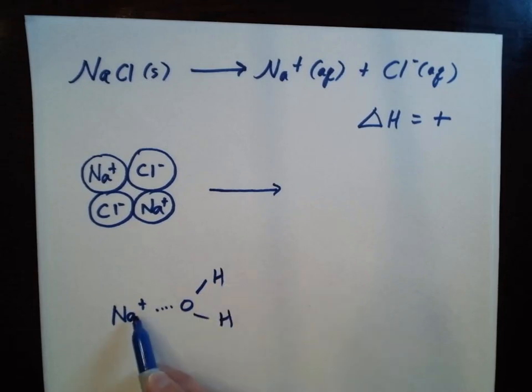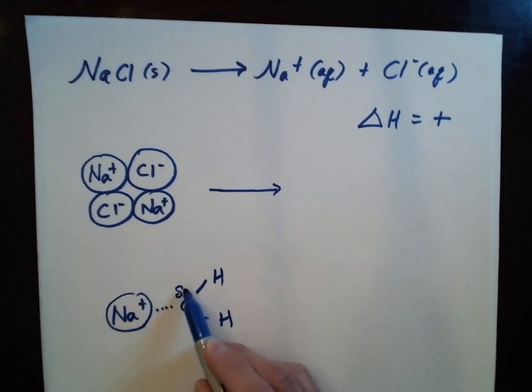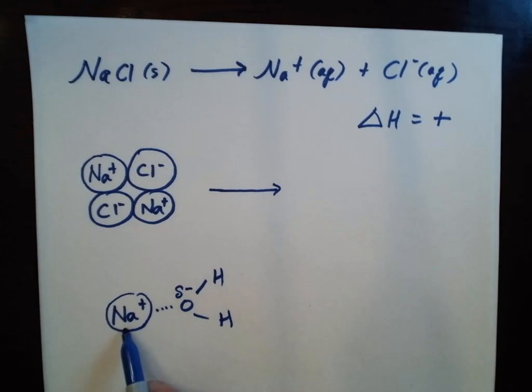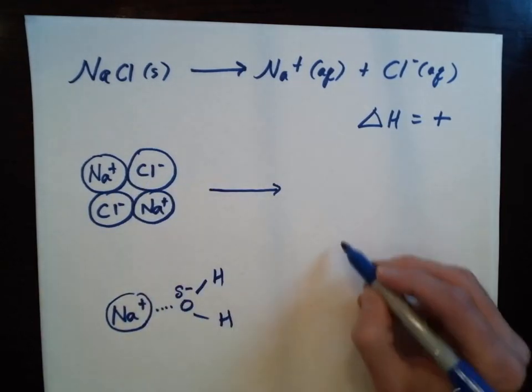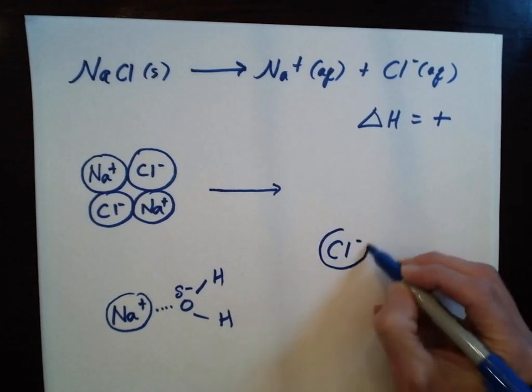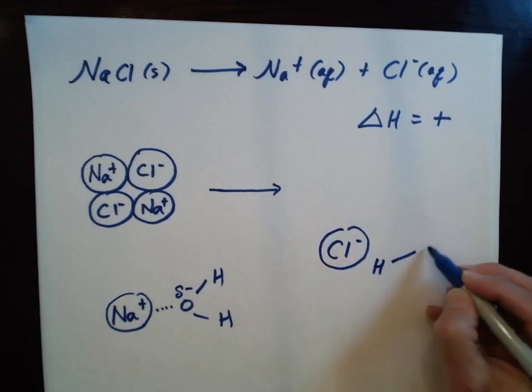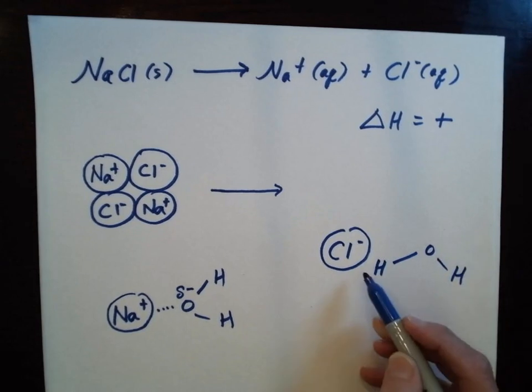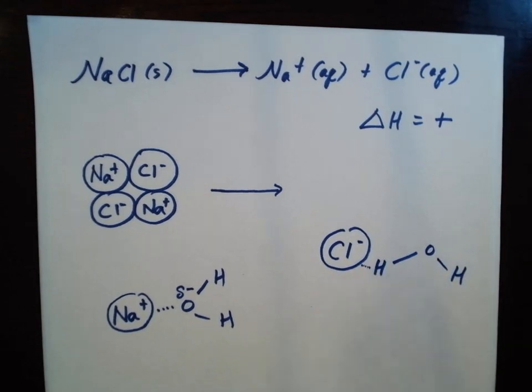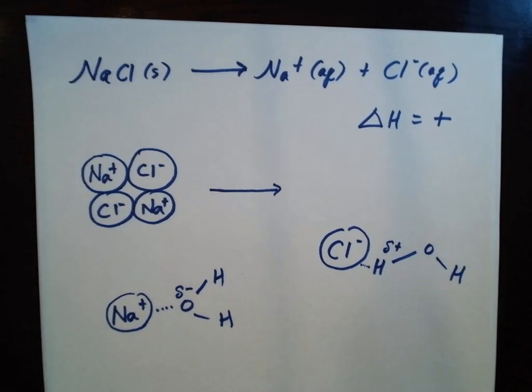So here the positive sodium ion would be attracted to the partially negative portion of a water molecule in an ion dipole force. And of course, that would need to happen with all of these. I'll just draw two of them here. We could also have this case where a chloride ion would be attracted to the positive portion of a water molecule, which would be the hydrogen atom, and again, an ion dipole force.